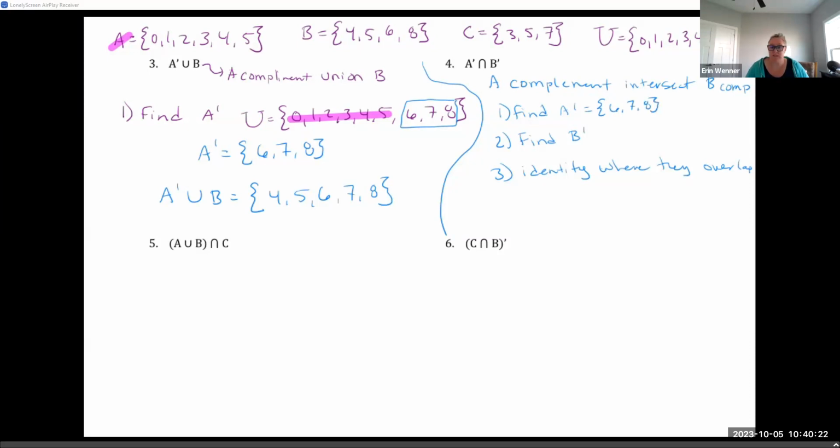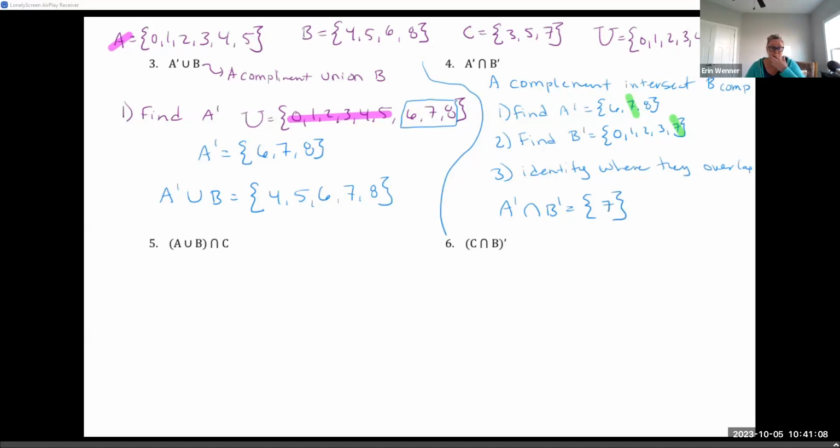B complement is everything that's in the universal but not in B. So B is 4, 5, 6, and 8. So B complement is going to be 0, 1, 2, 3. Can't do 4, 5, 6 because those are already in B. We can list 7, but we can't list 8 because it's in B. And then for where they overlap, we're just saying what value is common to both lists. Well, the number is 7, and 7 is in both of those lists. Therefore, the final answer of A complement intersect B complement is the set with just the number 7 in it. That is our final answer.